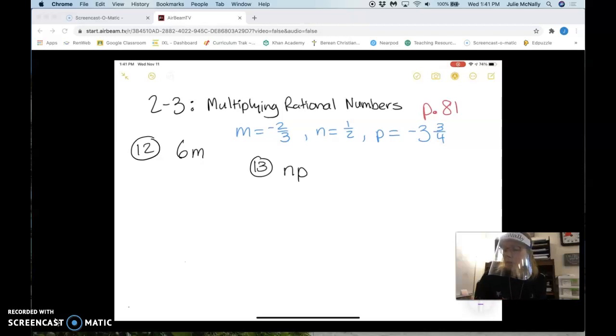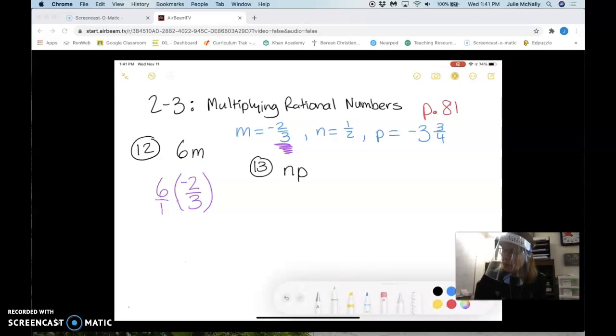So all I'm going to do is bring down my 6, and instead of m, I'm going to plug in what they told me m equals, which is negative 2/3. And now I need to multiply those two because parentheses means multiply. But you'll notice my 6 is a whole number. So in order to multiply, I can draw that imaginary 1 underneath. And now I have top and bottom numbers that match. So I'm just going to multiply the tops and multiply the bottoms.